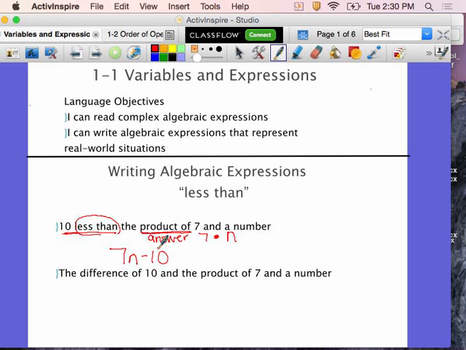Okay, so now here we see the difference of 10 and the product of 7 and a number. So it's basically the same, however it says difference of to mean subtraction. That's the difference between this thing and that thing. So they're already in order, so you don't need to switch these. So this one would be 10, take away 7n.